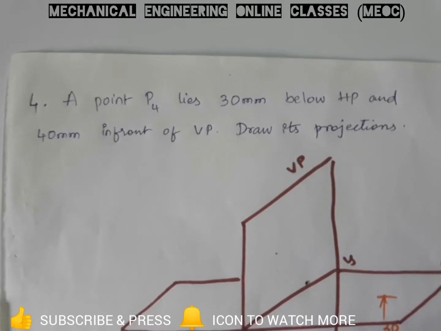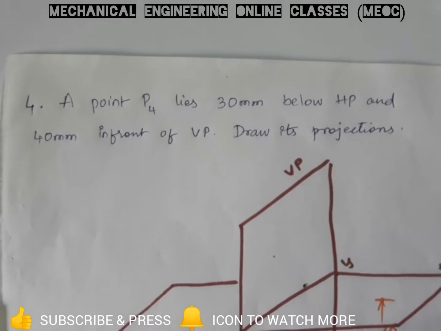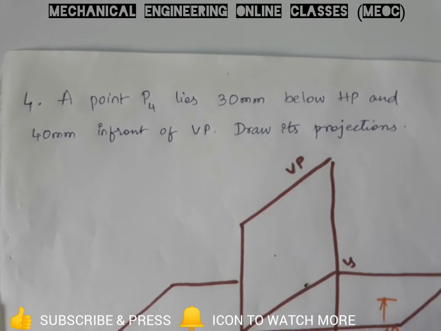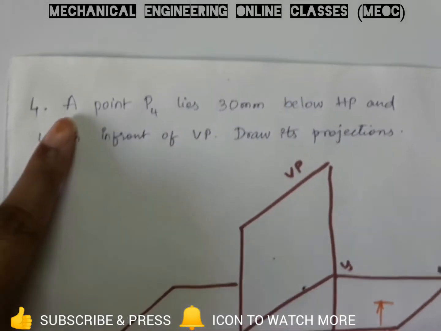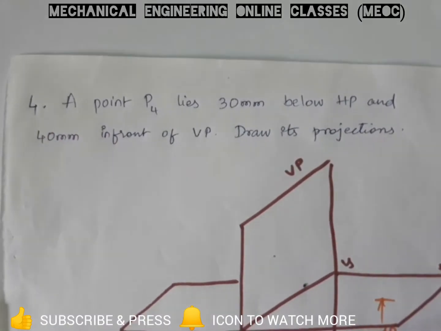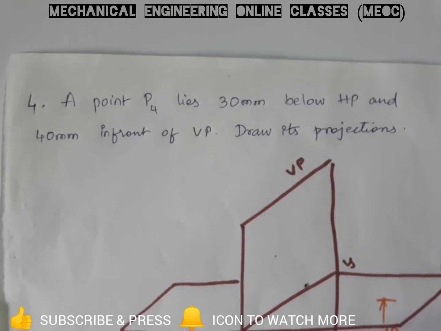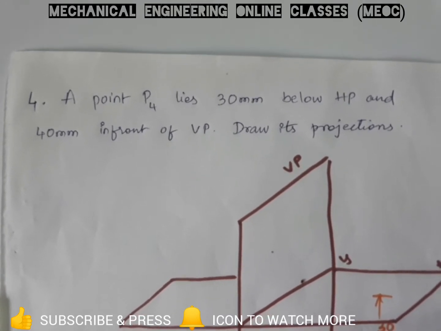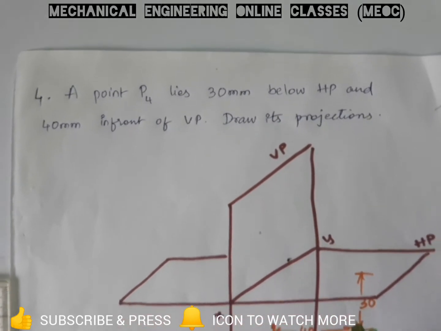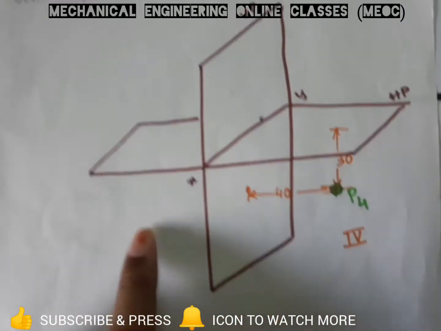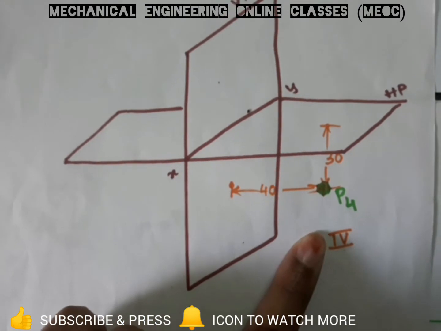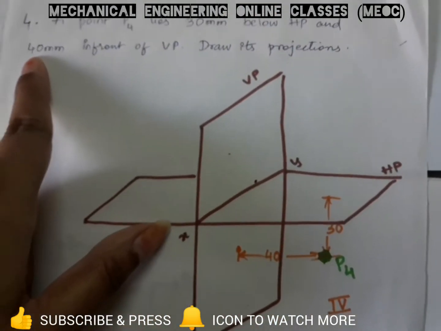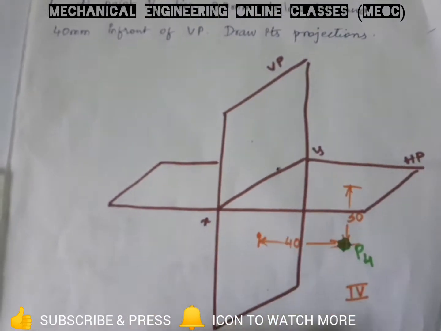Everyone, in this video we will learn how to project a point when it is located in the fourth quadrant. So here the question is given: a point P4 lies 30 mm below HP and 40 mm in front of VP. Draw its projections. When the point is below HP, it can be either in the third quadrant or fourth quadrant, but it is also mentioned that the point is 40 mm in front of VP, so it must be in the fourth quadrant.